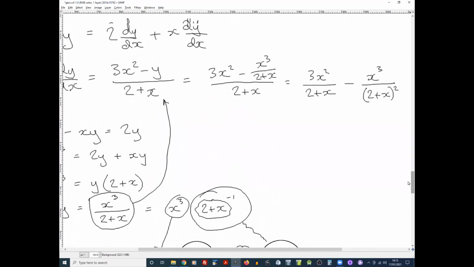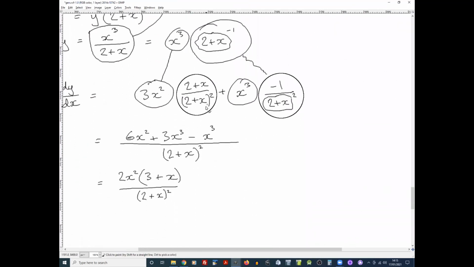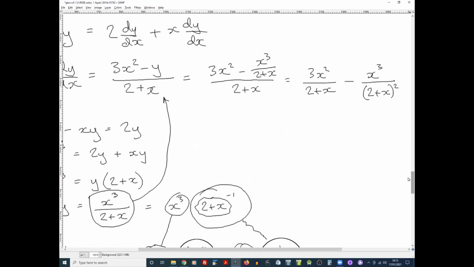3x squared minus x cubed on top. Or rather 3x squared over one of them, power 1 on the bottom, minus x cubed over the square. So that is the same. So this one does agree with that, at least.